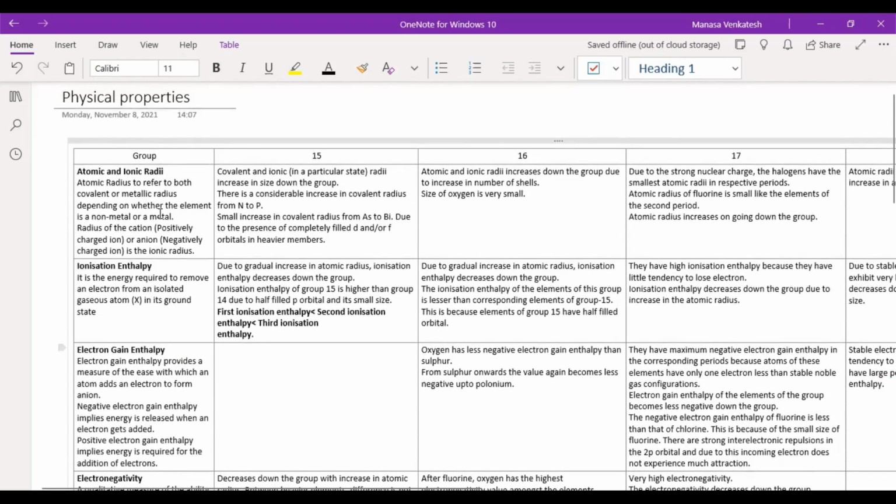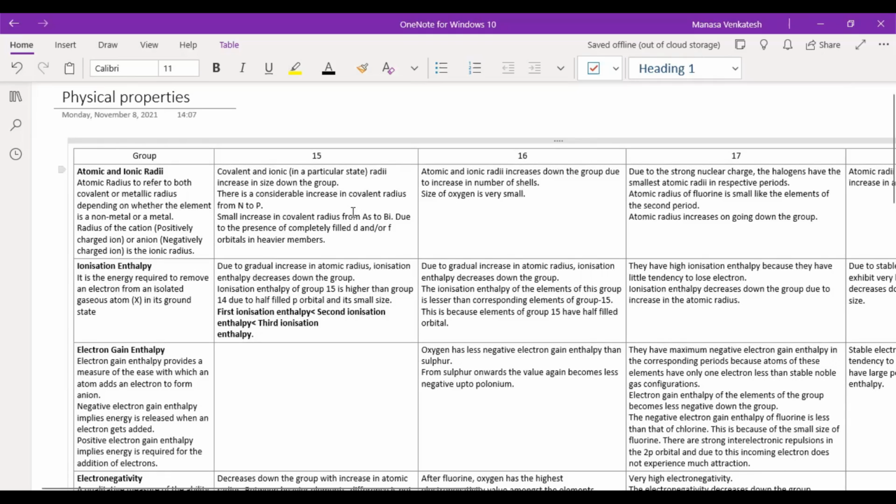atomic and ionic radii. Generally across the period, there will be a decrease in the atomic radius. And as we go down the group, there is an increase in the atomic radius. That is what we learned in grade 11. So group 15, that is the nitrogen family, both the covalent and the ionic radii will increase on going down the group. But one thing you need to remember, from nitrogen to phosphorus, there will be a good amount of increase in the atomic radius, but there is only going to be a small amount of increase from arsenic to bismuth.